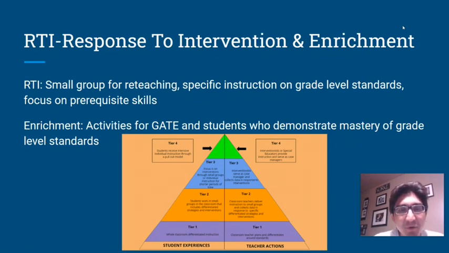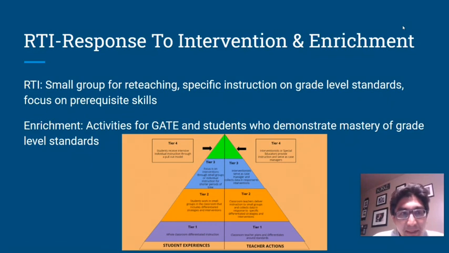RTI is our program to ensure that all students meet grade level expectations. Our plan is to assess students' skill levels across a curriculum, but focusing specifically in language arts and math, determining who is performing below grade level, and providing specific instruction on those skills for that small group.